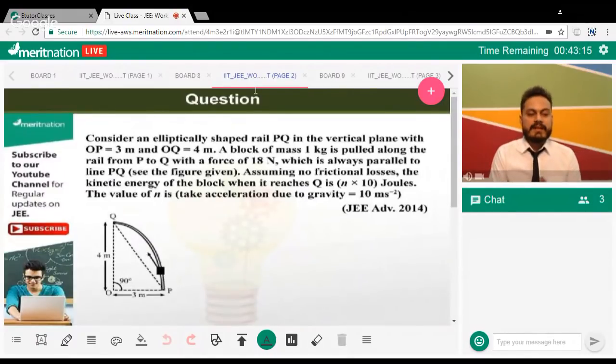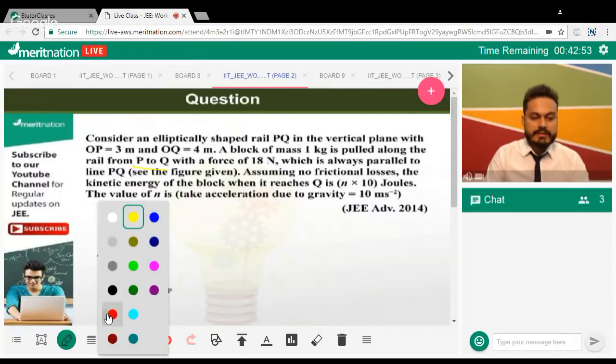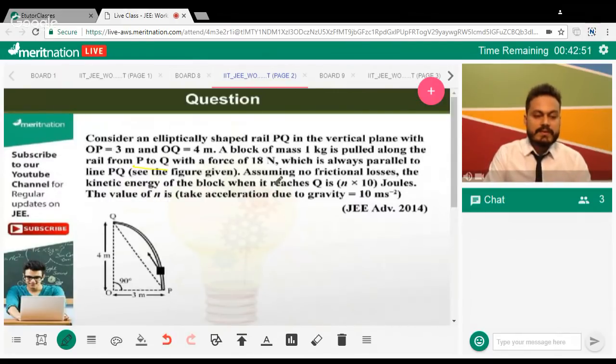The question is: consider an elliptically shaped rail PQ in the vertical plane with OP equals 3 meter and OQ equals 4 meter. A block of mass 1 kg is pulled along the rail from P to Q with a force of 18 Newton, which is always parallel to line PQ, see in the given figure.